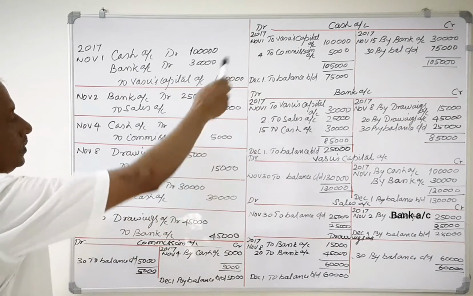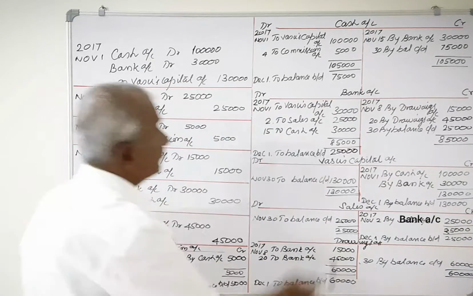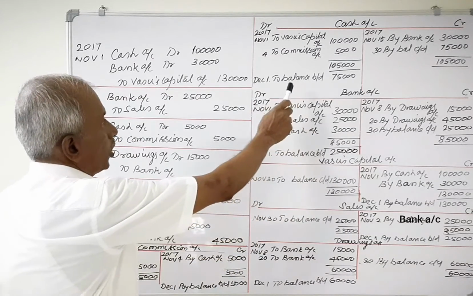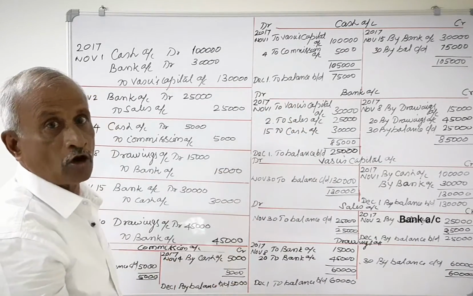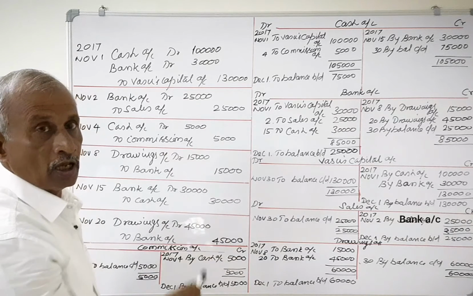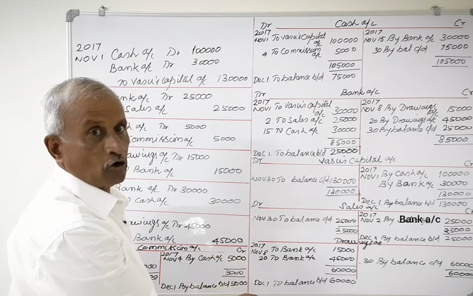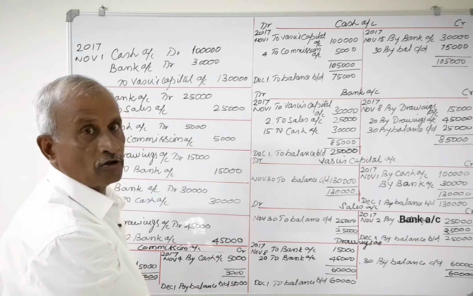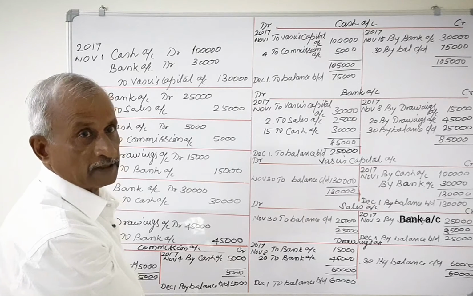Now, I have balanced all the ledgers. If a ledger shows brought down balance on the debit side, it is recorded on the debit side of the trial balance. And if a ledger account shows brought down balance on the credit side, it is recorded on the credit side of the trial balance.